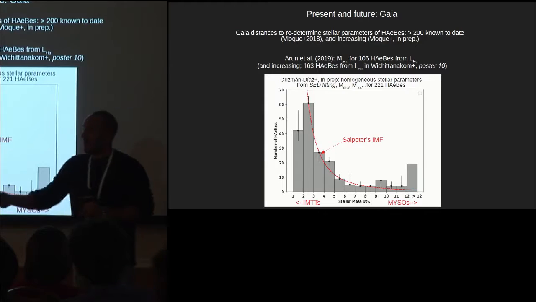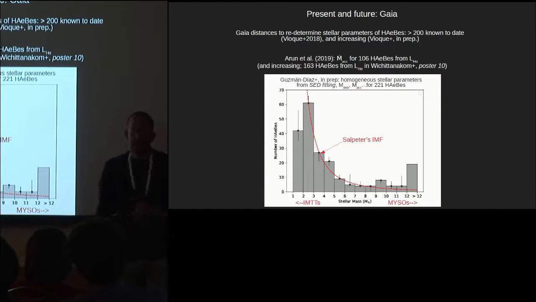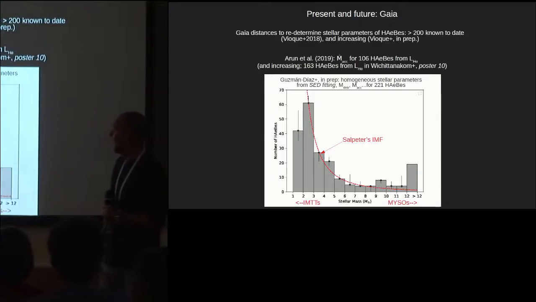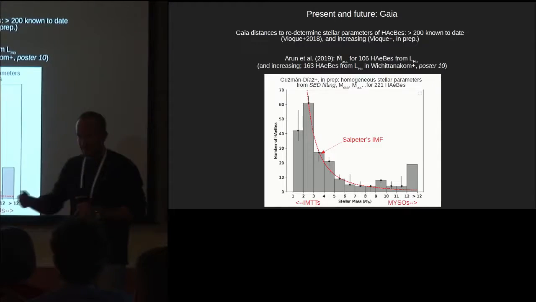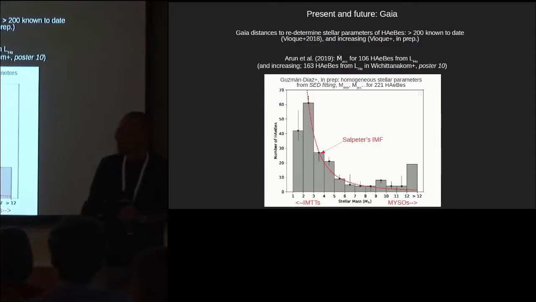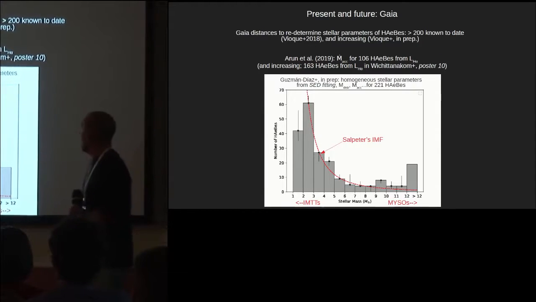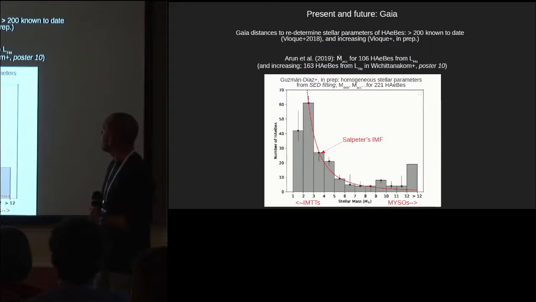Okay, so, present. Gaia, of course. Gaia is providing us with lots of distances, which means that we can redetermine the stellar parameters for all the Herbig Ae stars. The stellar parameters are fundamental to derive accretion rates. This is actually what Miguel has done. So now we know the stellar parameters for more than 200 Herbig Ae stars.